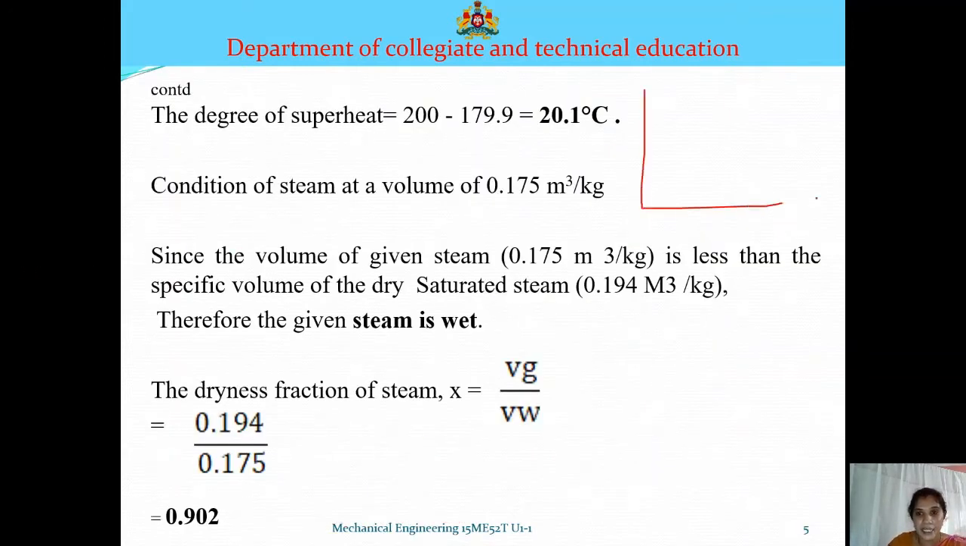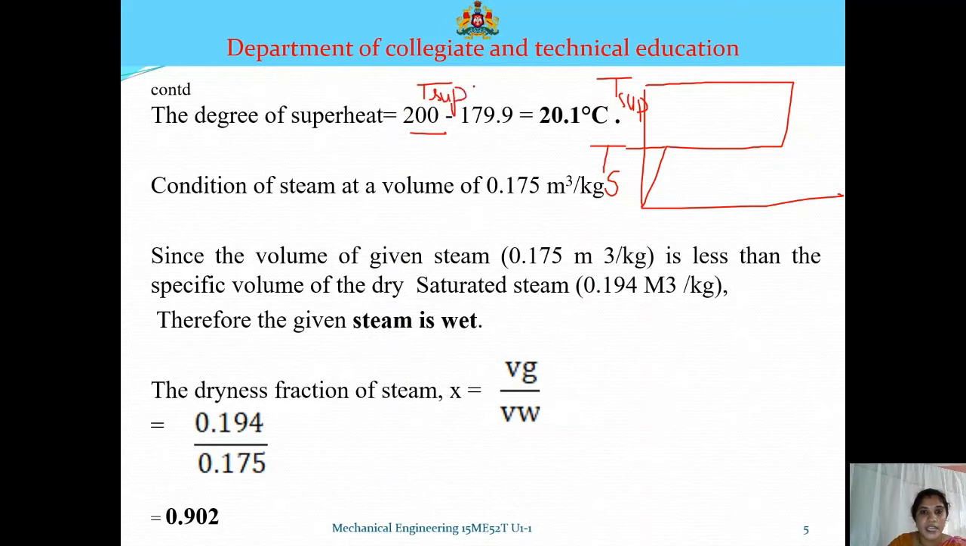Once again, I'll draw the temperature enthalpy diagram. This was the T saturation line and this is the T superheated line. This is what they have given. This is 200, what they have given. T superheated is 200 and T saturation is 179.9.